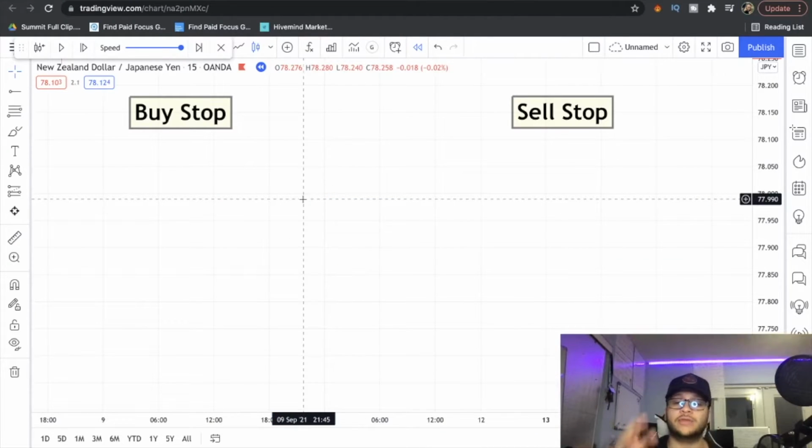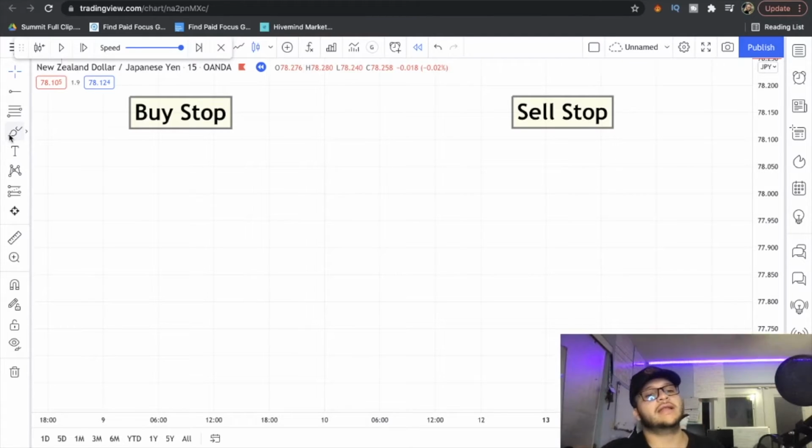And here we are with the last two of the pending orders, guys. Buy stop and sell stop. We already did buy limit and sell limit, right? And it's exactly the same thing, right? They're both used for the same goal, right? The same objective, which is not being on the laptop or your phone 24/7, right?